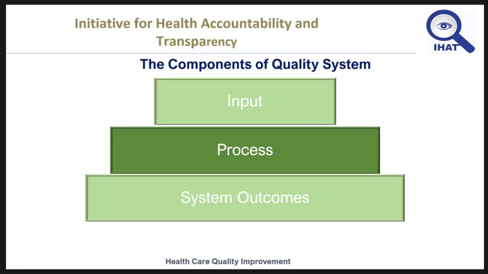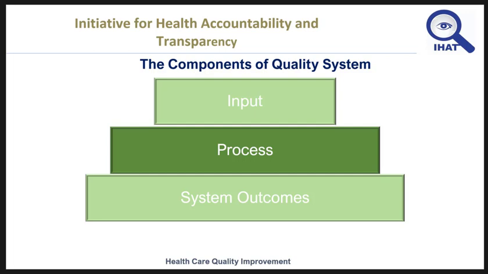Well, let's look at the components of a quality system. We've been talking about healthcare quality, what it is, and its importance. But now let's look at what makes up the quality system. There are basically three components of the quality system. The first is the input or the structure component, which has to do with the supplies, the personnel, the equipment, and the physical resources that ensure that quality is put in place.